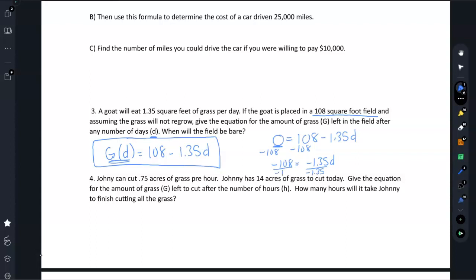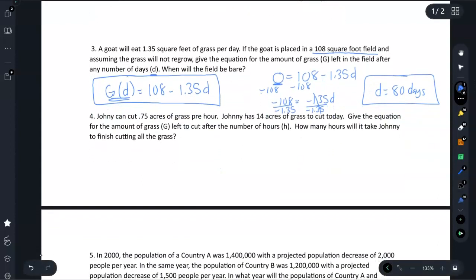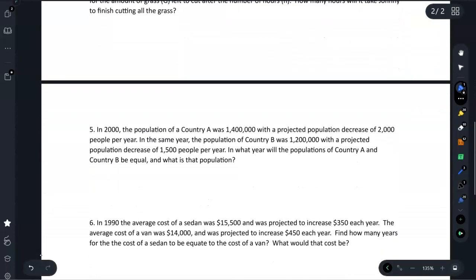I'm going to divide by negative 1.35. I realize I'm writing really small, but hopefully you can hear me if you can't see me. So negative 108 divided by negative 1.35 gives me 80. So D is equal to 80, and that would be 80 days. It's going to take the goat 80 days to eat this field completely gone. All right, number 4 should be a very similar setup.